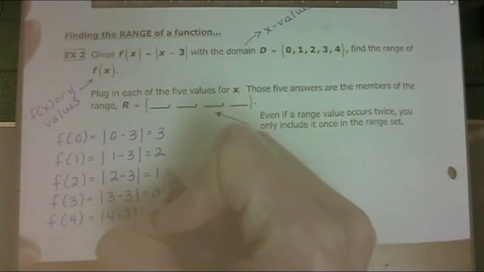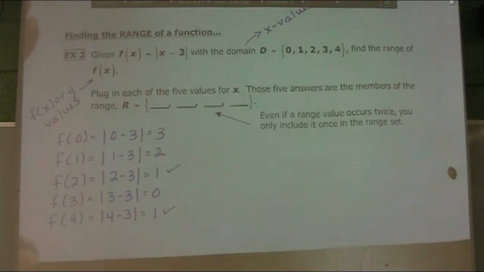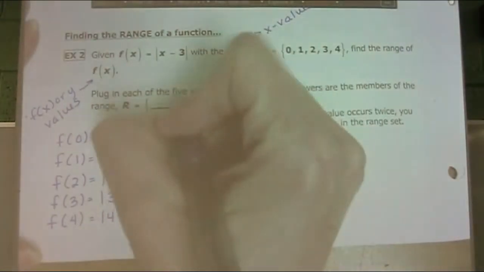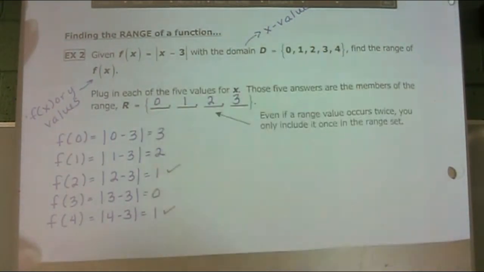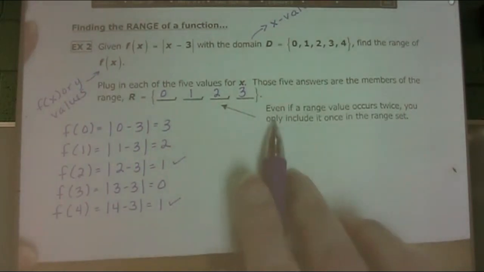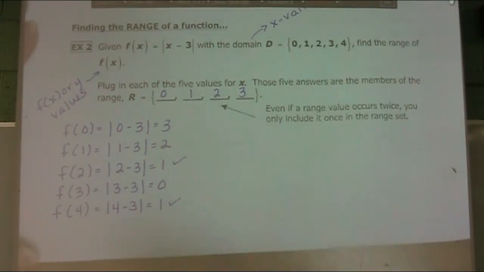Now notice, 1 is in the range twice. That's okay. We only have to write it 1 time. All right? We don't need to write it twice in our range set. So in our range set, I have 0, 1, 2, and 3. Even if a range value occurs twice, you only include it once in the range set.